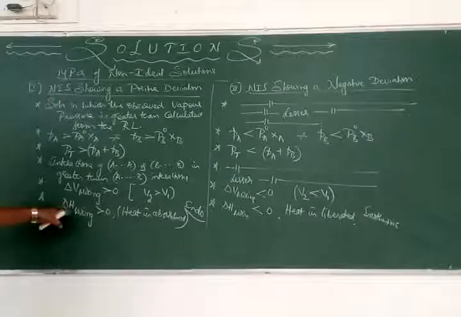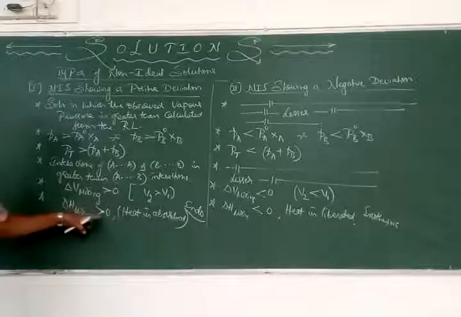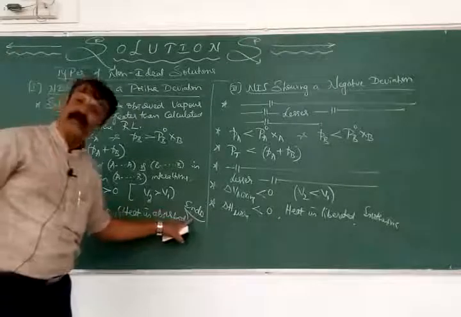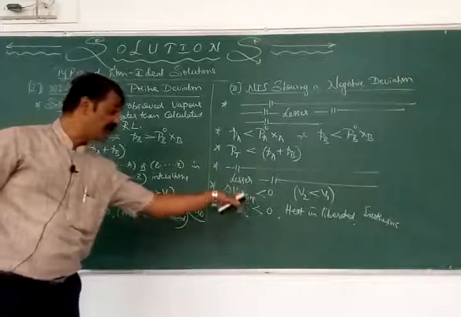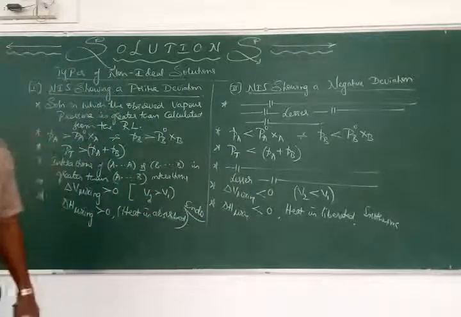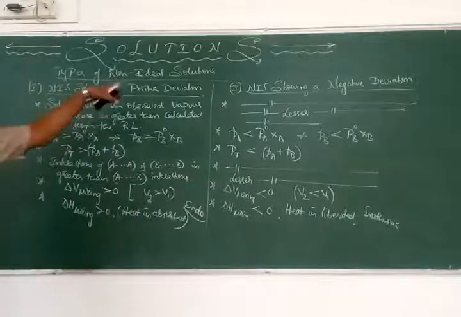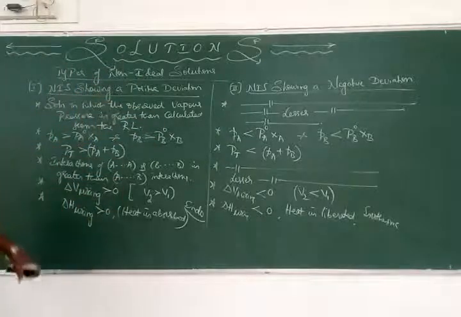So delta H mixing greater than 0 means the process is going to be endothermic. If delta H mixing is less than 0, it is an example of an exothermic process. Endo means it is positive deviation, exo means it is negative deviation.